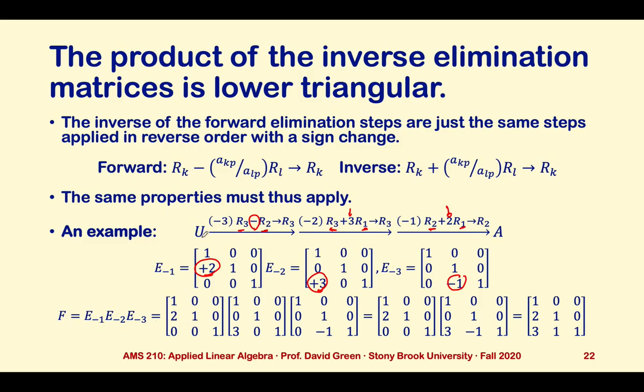Again, how would we apply these? We would first of all apply the E minus 3, then E minus 2, then E minus 1. So we evaluate the product in this order. I'm not going to walk through the arithmetic, but what you will get when you do this is another lower triangular matrix with 1s on the diagonal.